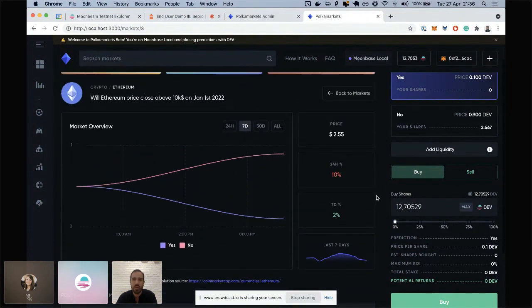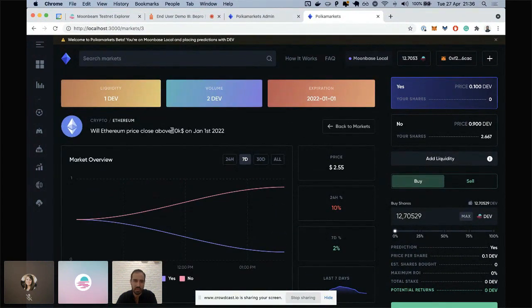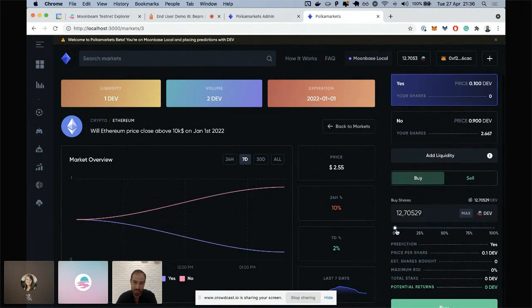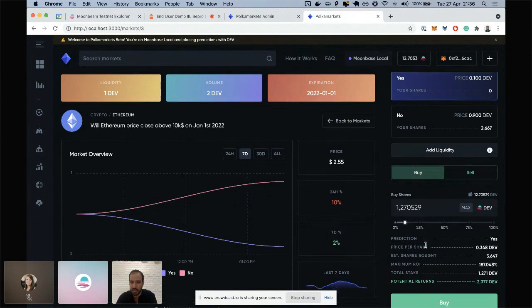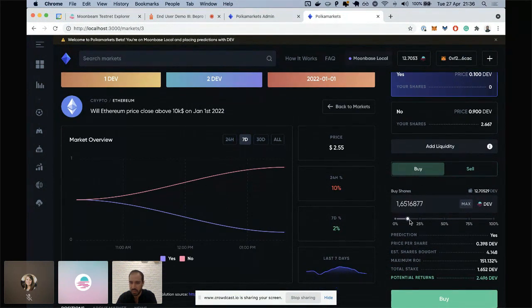Let's imagine that I really believe that Ethereum will close above 10K by the end of the year. So I'm going to buy a few shares of yes. We have a little slider that we can use here. We can see the amount of shares that we'll buy. Let's say I want to buy five worth of yes. So I should buy around 7.8 shares. The price per share will be 0.64.